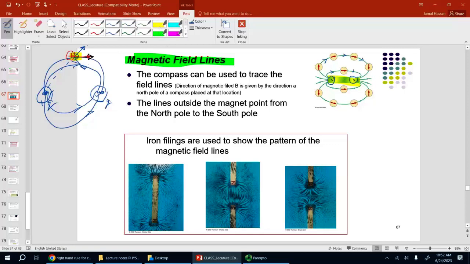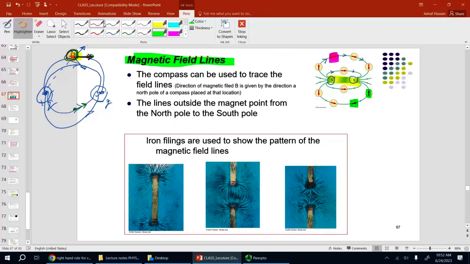If you remember again, right now we said that at this point, if you put a positive test charge, it will move in that direction. If you put a test charge here, it will move in that direction. In magnetism, we are not dealing with a test charge, we're dealing with a compass. So if you put a compass in that location, the north pole of the compass will point in that direction. If you put it here, it will go that direction. If you put it here, it will go that direction.